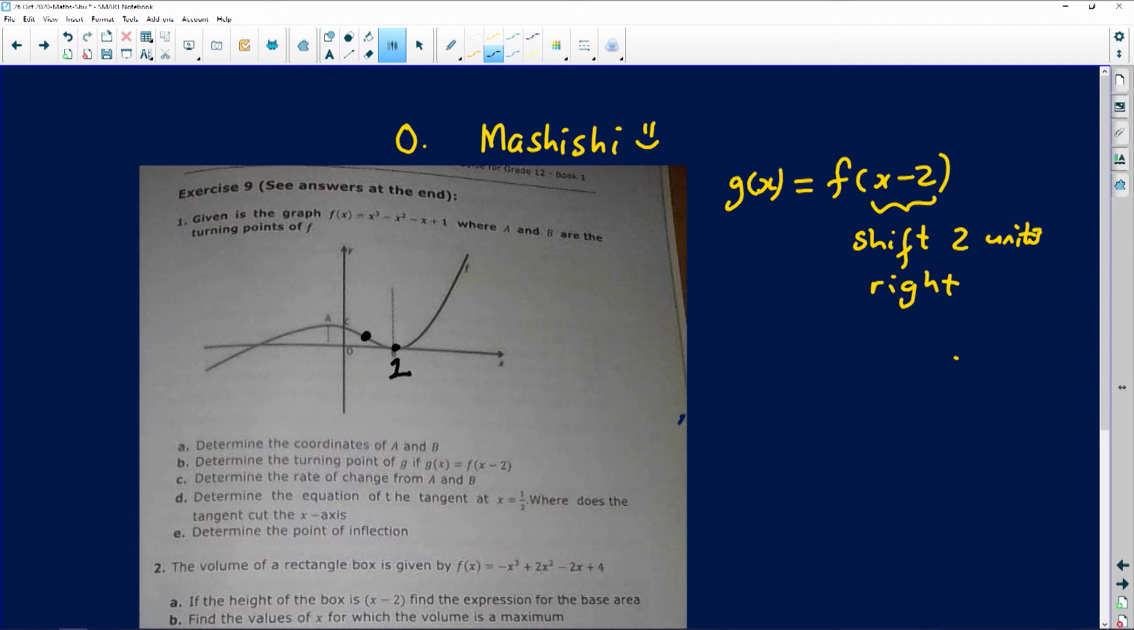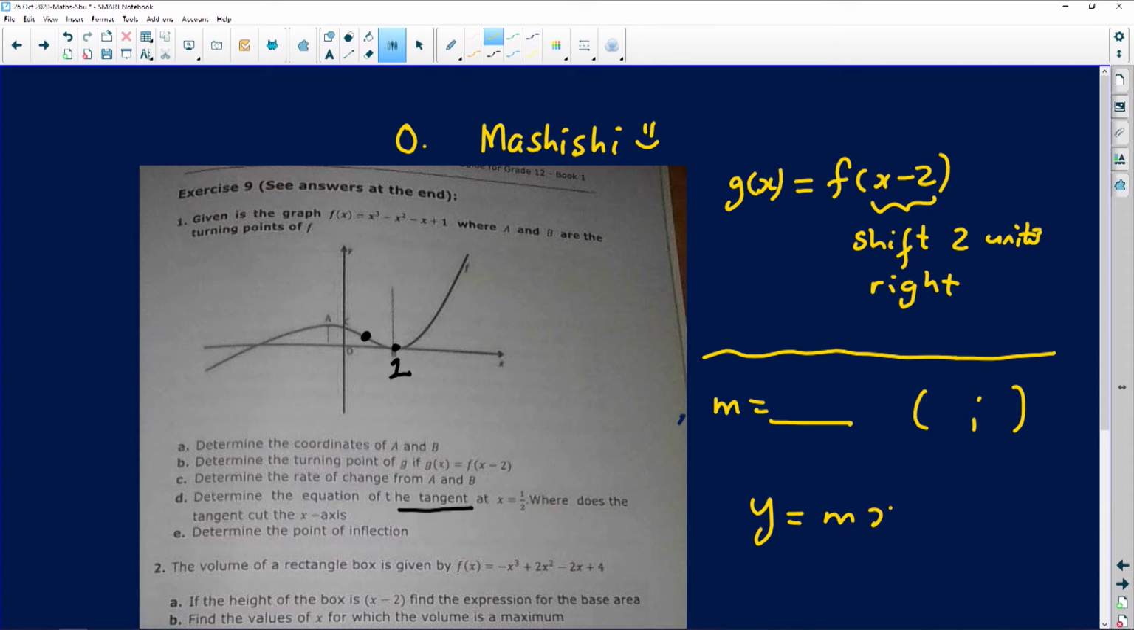We want to determine the equation of the tangent. A tangent is a line that is going to touch the graph at one point, at that point there, when x is half. So it's a straight line. How do you find the equation of a straight line? You need two things: the gradient of that line, and a point that the line is passing through, so that you can use y = mx + c. That's it. If you've got this idea in your mind, you can find any equation of a straight line.